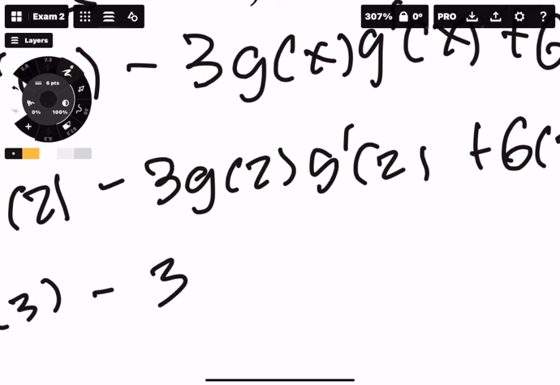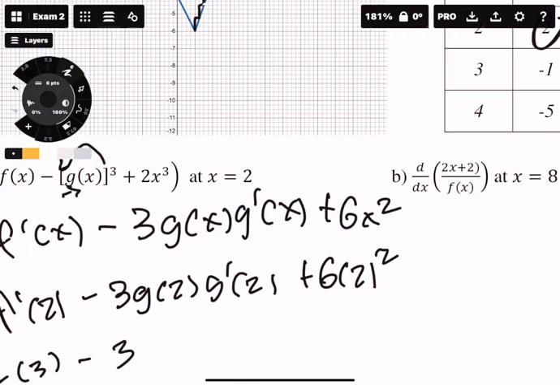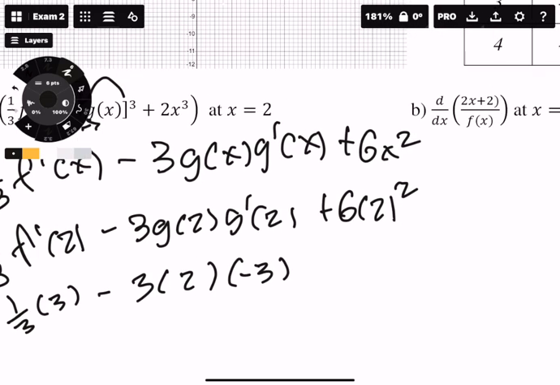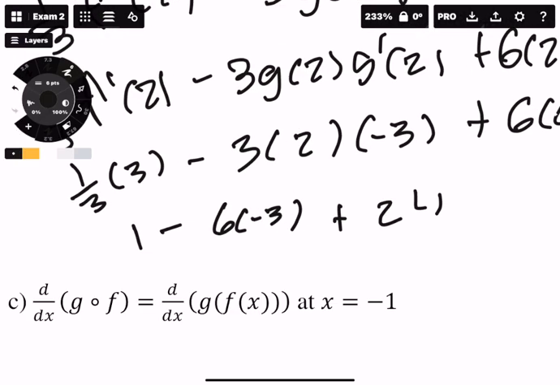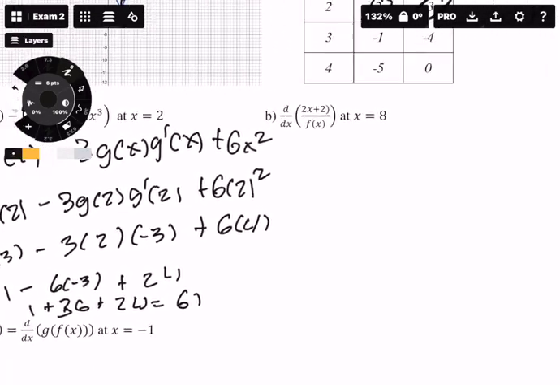Minus, let's do 3 g of 2. G of 2 is going to be 2. And g prime is -3. So 2 times -3, plus 6 times 4. So this is just going to leave us with 1 minus 6 times -3 plus 24. And 6 times -3 is 1 plus 36 plus 24, which gives us 61. Okay, that's done. Let's do B.